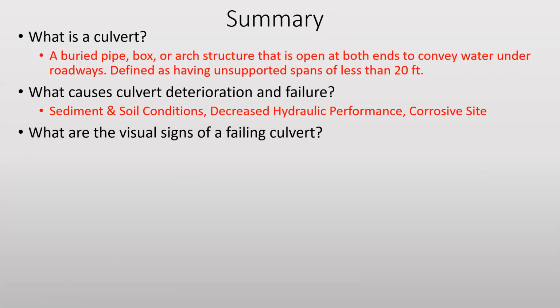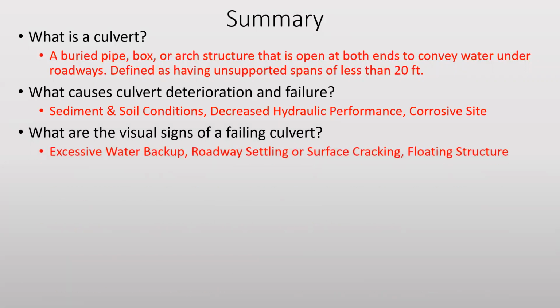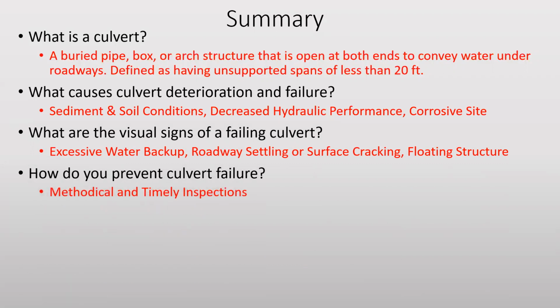What are the visual signs of a failing culvert? Excessive water backup or flooding, roadway settling or surface cracking, or a floating structure that would indicate water has now gotten in between the culvert and the surrounding soils. So how do we prevent culvert failure? Through methodical and timely inspections.